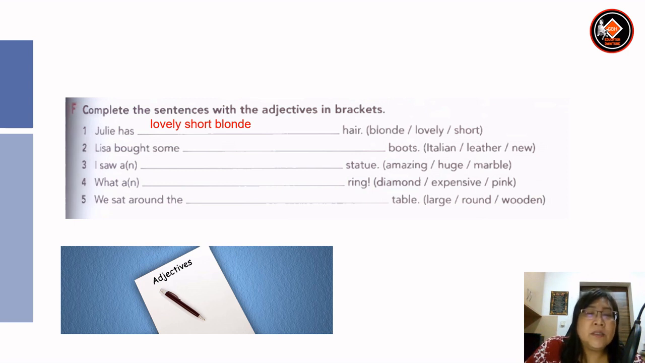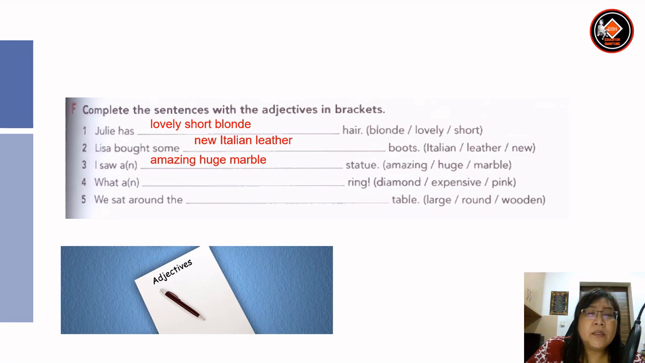Number 2, Lisa bought some boots. Italian, leather, and new are the adjectives. So the answer is Lisa bought some new Italian leather boots. Number 3, I saw a or an statue. So you have the adjectives amazing, huge, and marble. I saw a or an, answer is an amazing, huge marble statue.